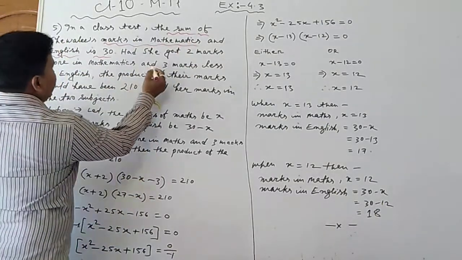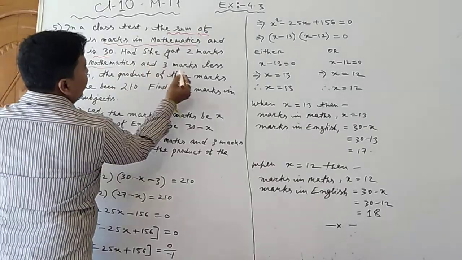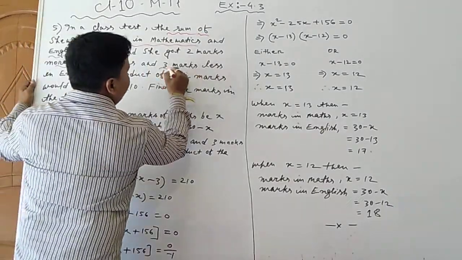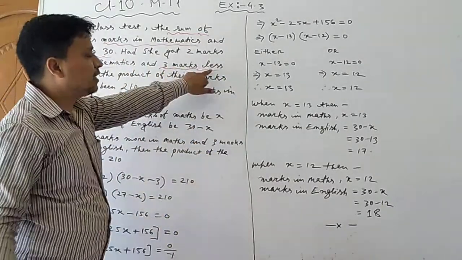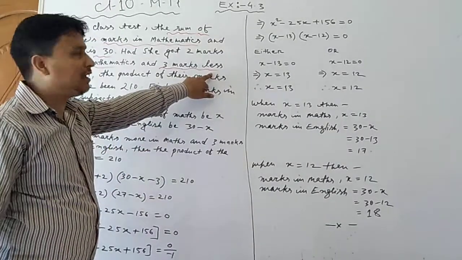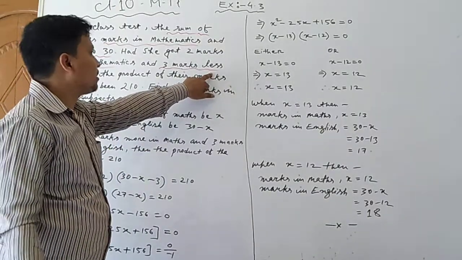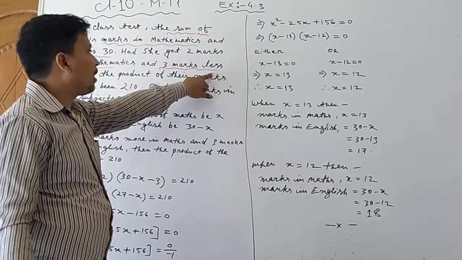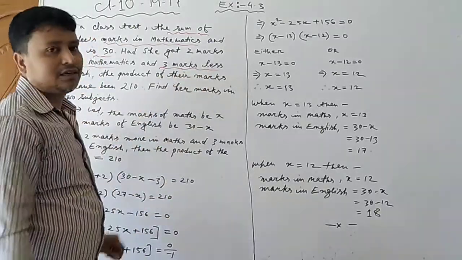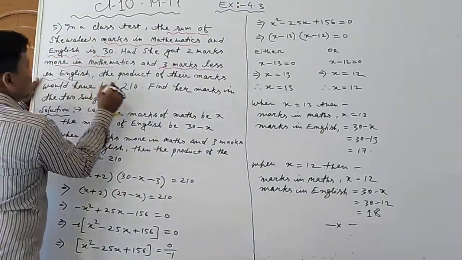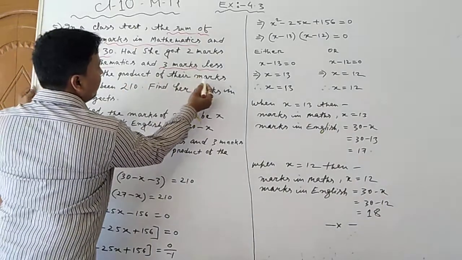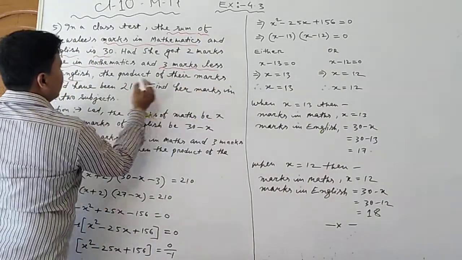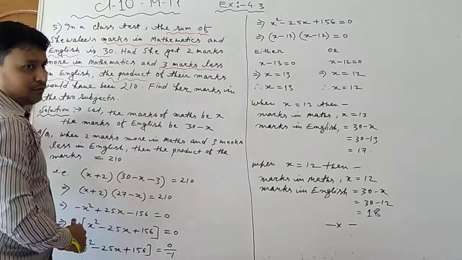Next, and 3 marks less. Less means minus. Whatever marks she got in the English subject, from that you have to subtract 3. The product of their marks. Product means multiply them.